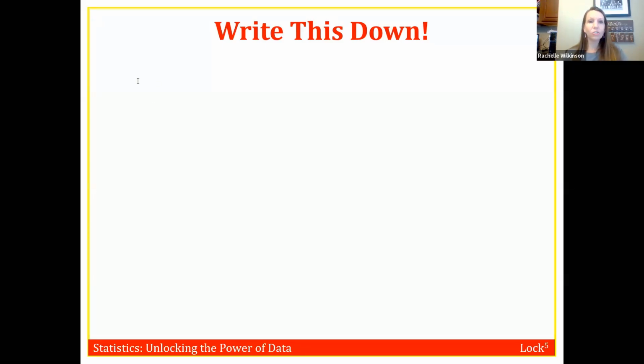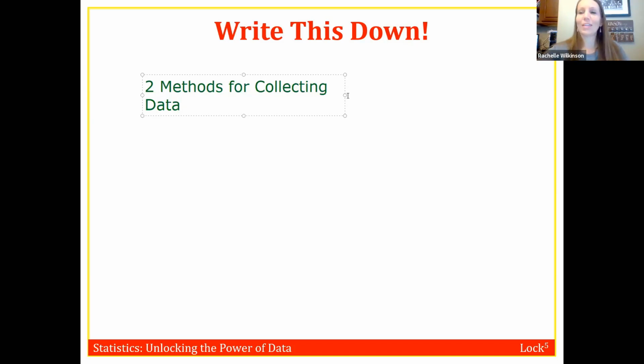So we talked about how there's two methods for collecting data. We mentioned these at the beginning. Now we're going to talk a little bit more about what those two things are.